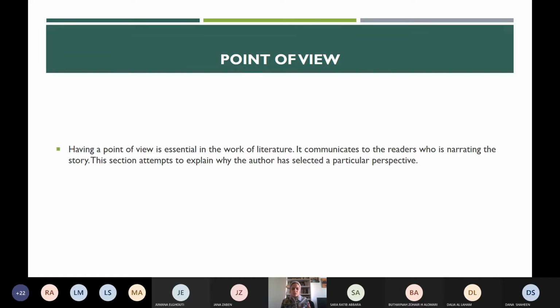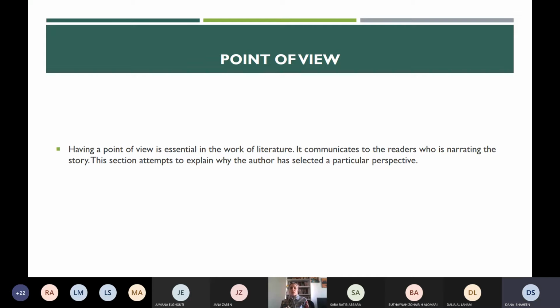What is the first person point of view? Dana? Yes, miss. Yes, Dana. What is the first person point of view? It's I. When a person tells a story from his perspective, he uses I. And what else does he use? Me. Yes. So this is a first person point of view when he writes a narrative. A narrative, when he is the narrator, is a story that has happened to him.